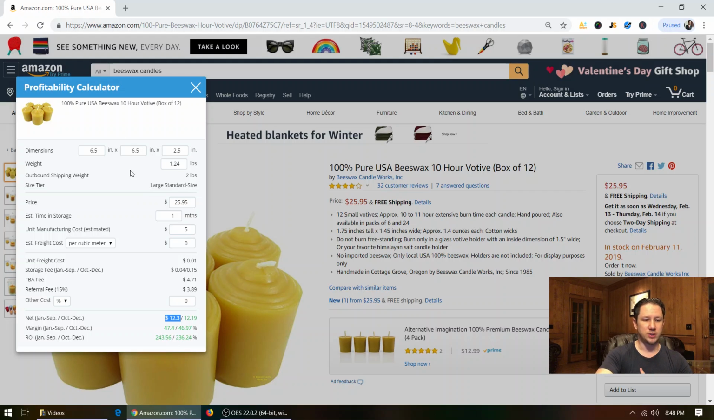Okay, so you can adjust all these things in here, but you can bring up this profitability calculator on any single product in Amazon. And I suggest you do it when you're doing product research. You should be doing this on every single product that even looks remotely close, because you need to know this information when you're picking out a product to see, hey, what's my ROI? Is it 200% or is it 0?